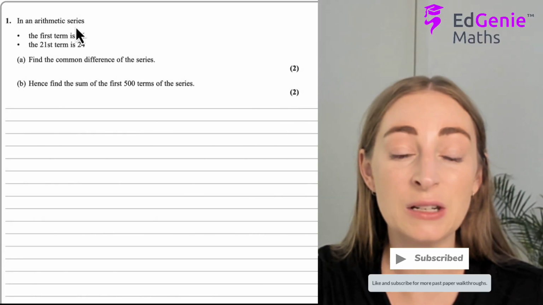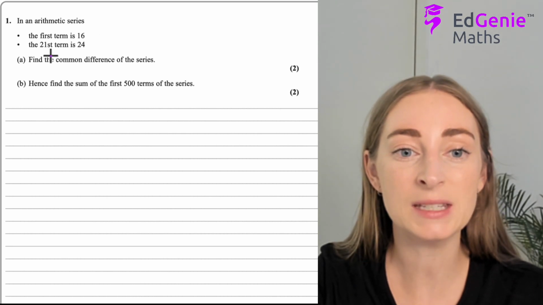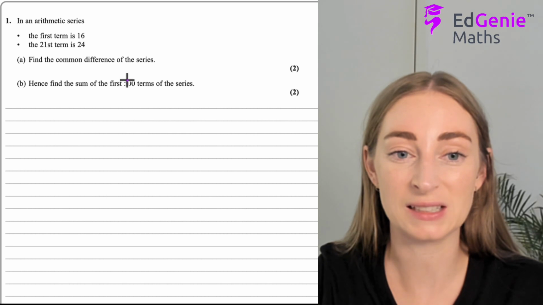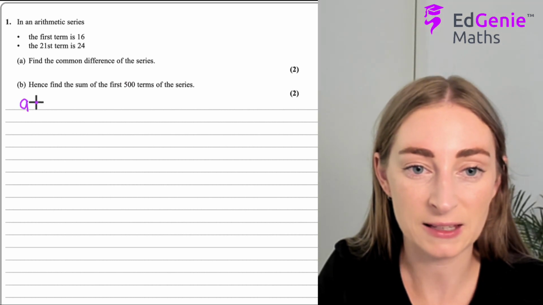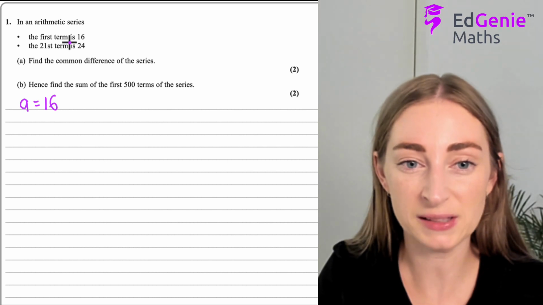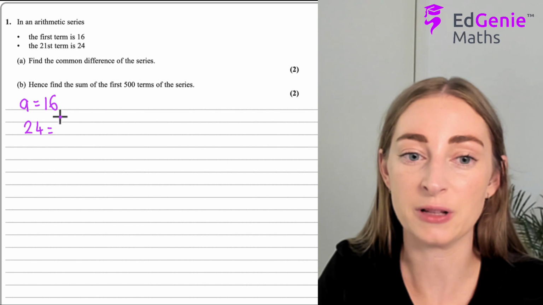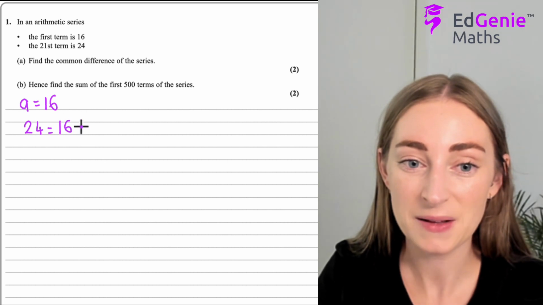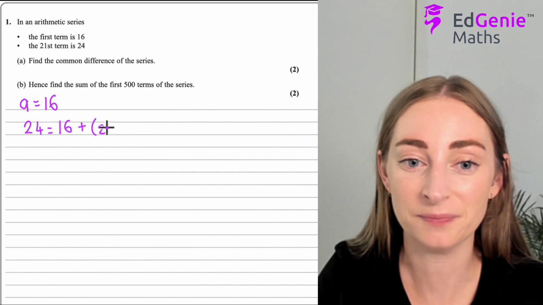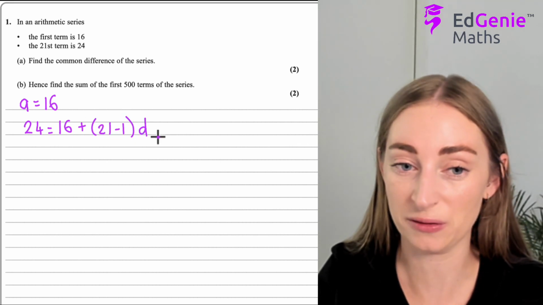Question 1 says, in an arithmetic series, the first term is 16 and the 21st term is 24. Find the common difference of the series. So we know that A equals 16, and we also know our 21st term is 24. So we know 24 is going to equal our first term plus n minus 1, so it's 21 minus 1, times your common difference. And that's what we're trying to find.